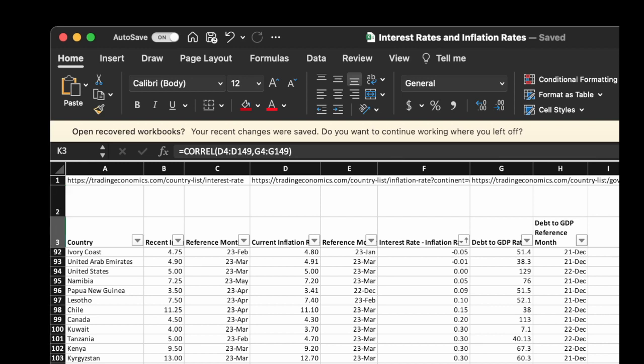The next, I looked at the correlation between the inflation rate and the debt to GDP ratio. This was a stronger one, but again, if we round up, it's 0.4. So not that strong of a correlation between how much debt to GDP a country has and how much inflation they have.